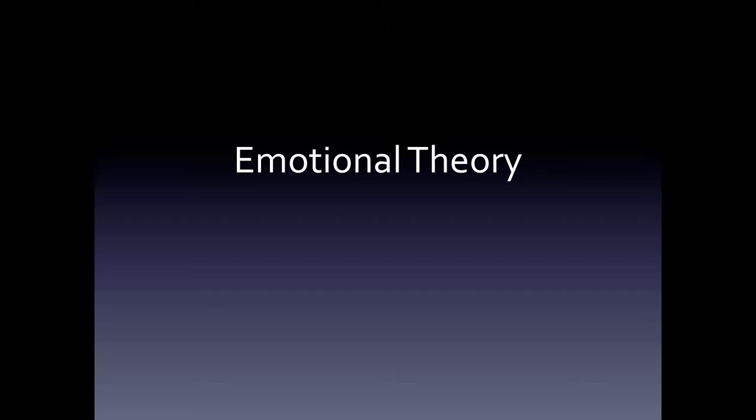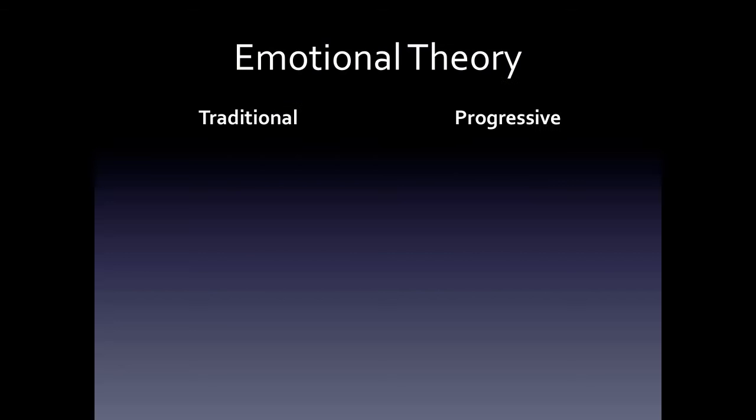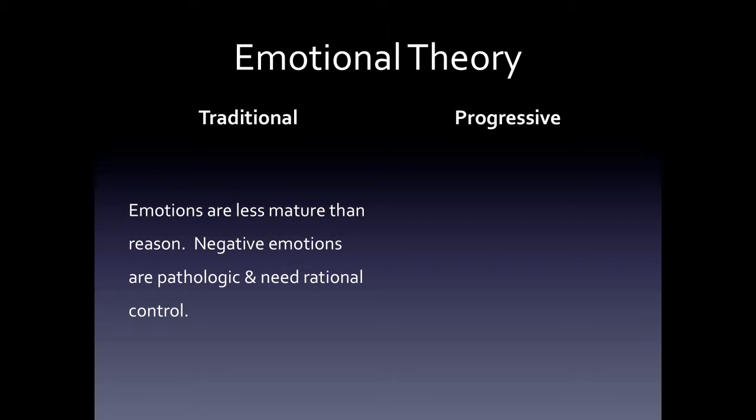Okay, so emotional theory, we're going to touch on this really briefly here. Traditional and progressive. So if you look at the traditional emotional theory, this is about 50 to 100 years ago, and there was this belief that somehow emotions are less mature than reason, and that negative emotions, feeling bad, sad, whatever, are really bad, and that you need to control those through rational thought, meaning you think your way through things, you use reason all the time, you squash them down.